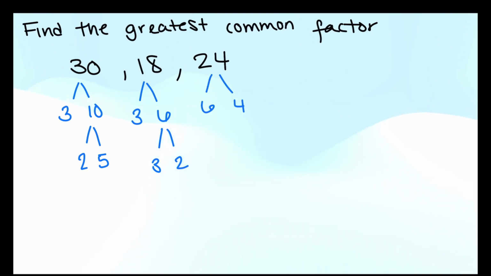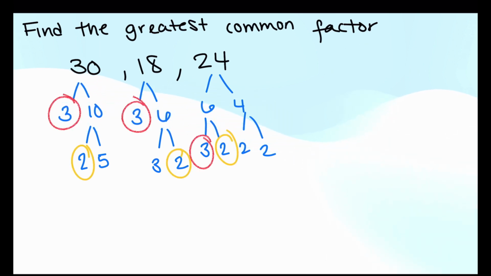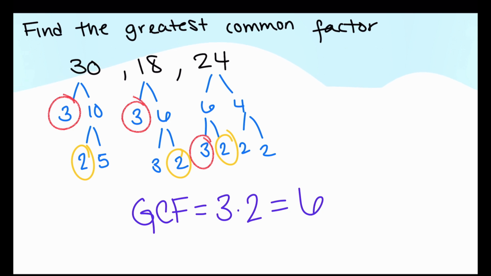24 is 6 times 4. 6 is 3 times 2. 4 is 2 times 2. Then I compare the ends of these factoring trees to see what they have in common. All three of these numbers have a factor of 3, and all three of these numbers have a factor of 2. That's the only thing they have in common, so my greatest common factor would be 3 times 2, or 6. And so all three of these numbers are divisible by 6, and that's the largest common factor that the three numbers have.